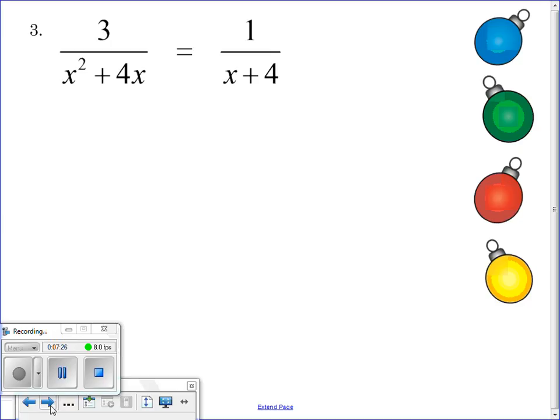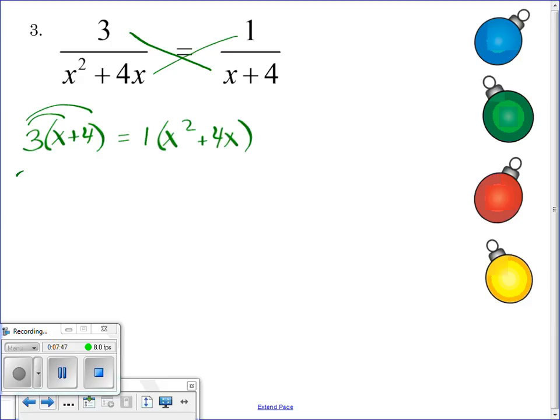Okay, number 3. Same idea. Let's go ahead and cross multiply. So 3 times x plus 4 equals 1 times x squared plus 4x. All right, we'll distribute. So 3x plus 12 equals x squared plus 4x.